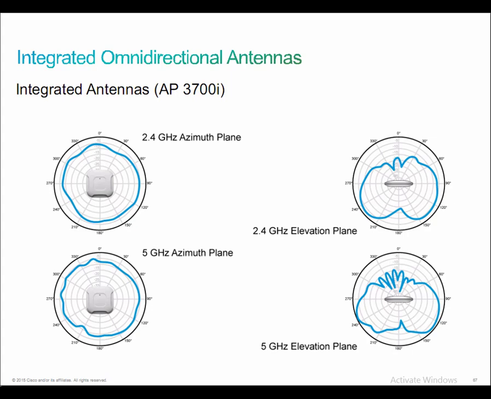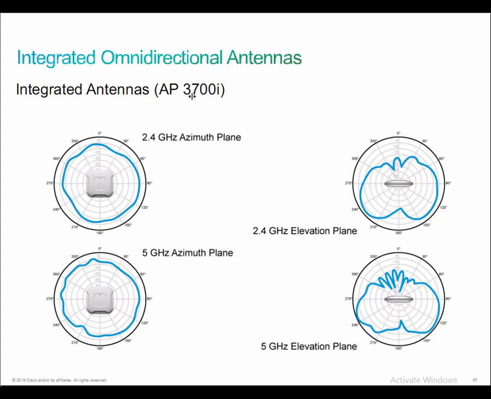Generally, depending on how close you are to the access point, it won't really have any effect on your communication. I have these in my house, and I don't have them mounted on the ceiling. I have them mounted on the wall, but it's a small enough space that I don't really notice the difference. Just something to keep in mind. These 3700 series APs typically are mounted on the ceiling, and you can't really change the orientation of the antennas internally.